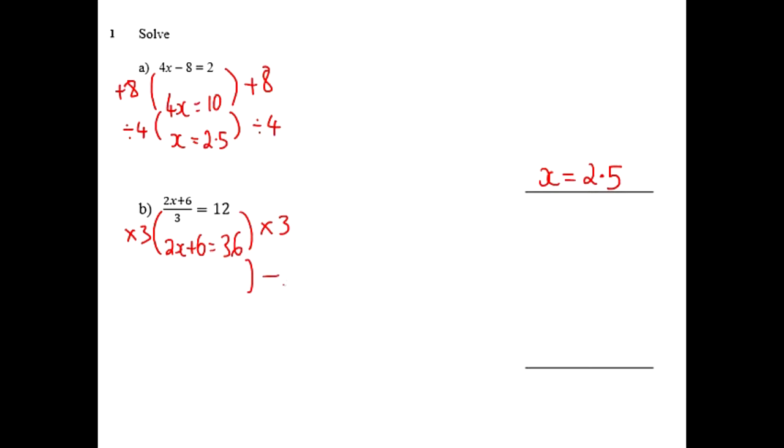We subtract 6 from both sides, and that removes this 6 here, so we've got 2x, and then 36 take away 6 is 30. And then finally divide by 2 on both sides, and you're left with x, and then 30 divided by 2, 15. So the answer to this one is x equals 15.